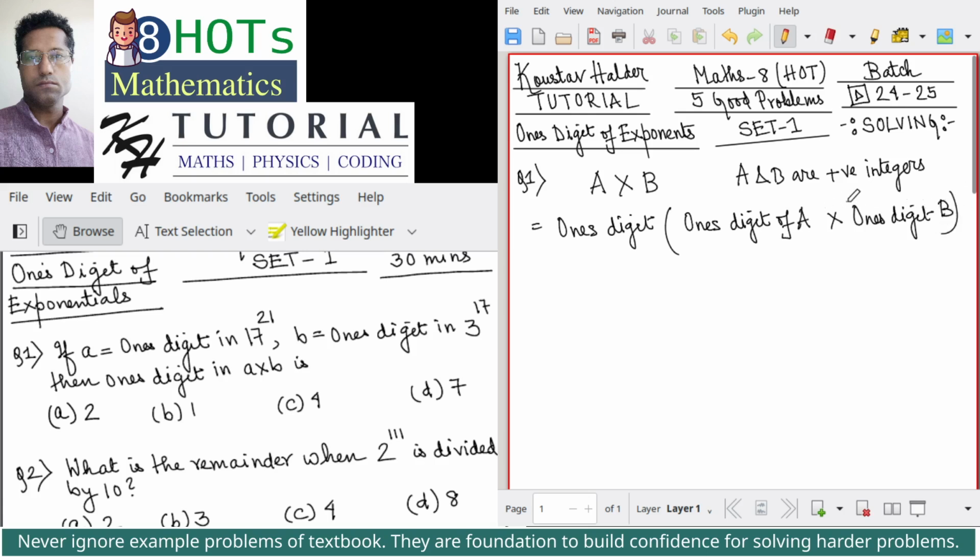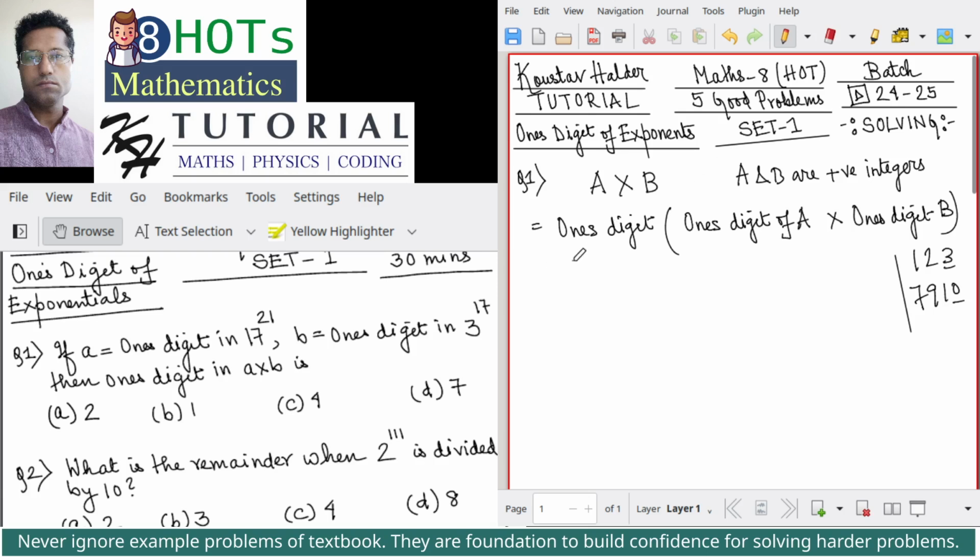Now what is the ones digit? That is the rightmost digit. So for example, in 123, 3 is the ones digit or rightmost digit. In 7910, 0 is the ones digit or the rightmost digit. So if you have to find the ones digit of the product of a and b, you first find the product of the ones digit of a and the ones digit of b. Whatever that product is, the ones digit of that product will be the ones digit of a multiplied by b. So this is the fundamental concept.